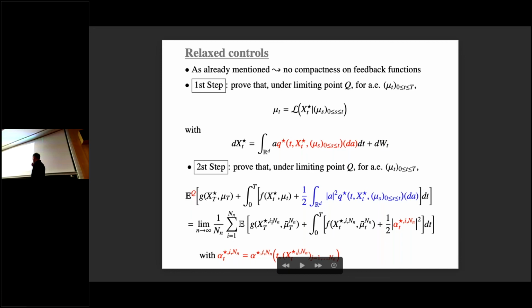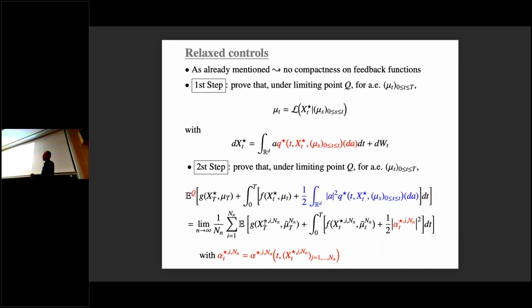You see that you have this strange notation, n little n. This is to say that we are doing this along a subsequence, because this is by compactness. And you average not only over omega, but you also average with respect to the index of the player. So you take all the players in the Nash, you make the average of this with respect to the indices, and you pass to the limit.